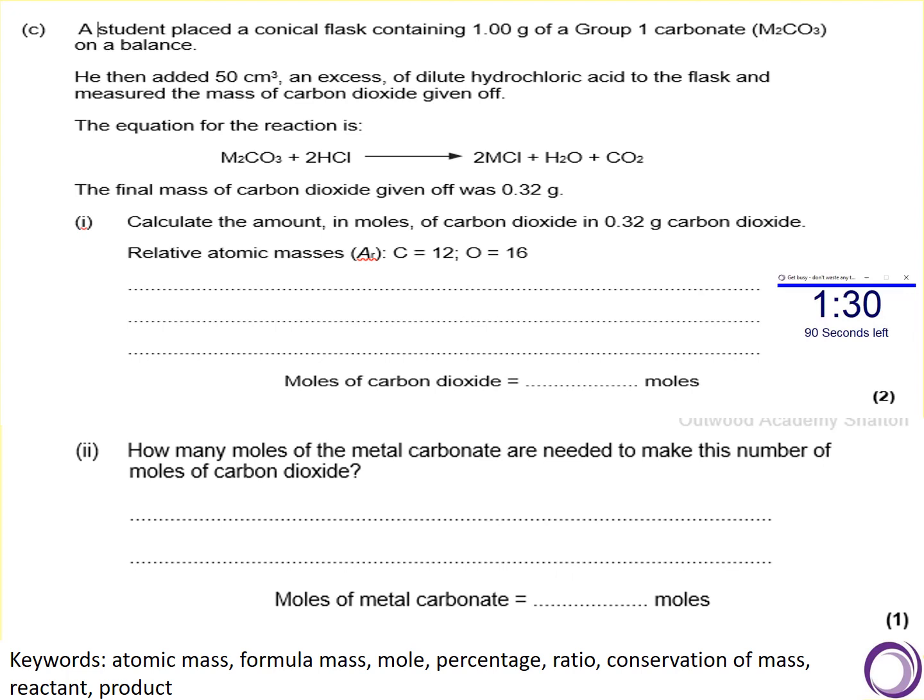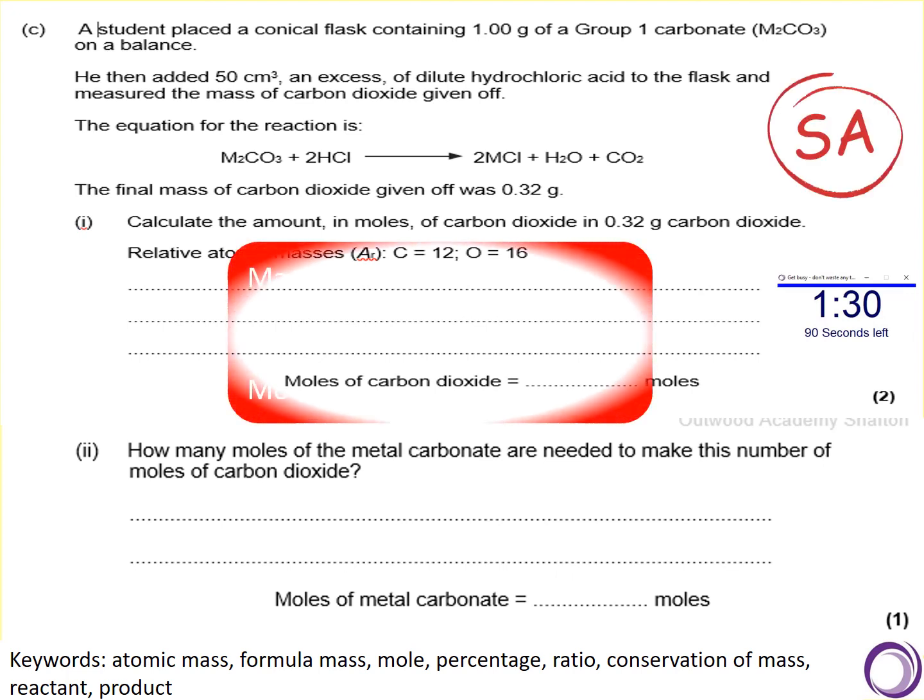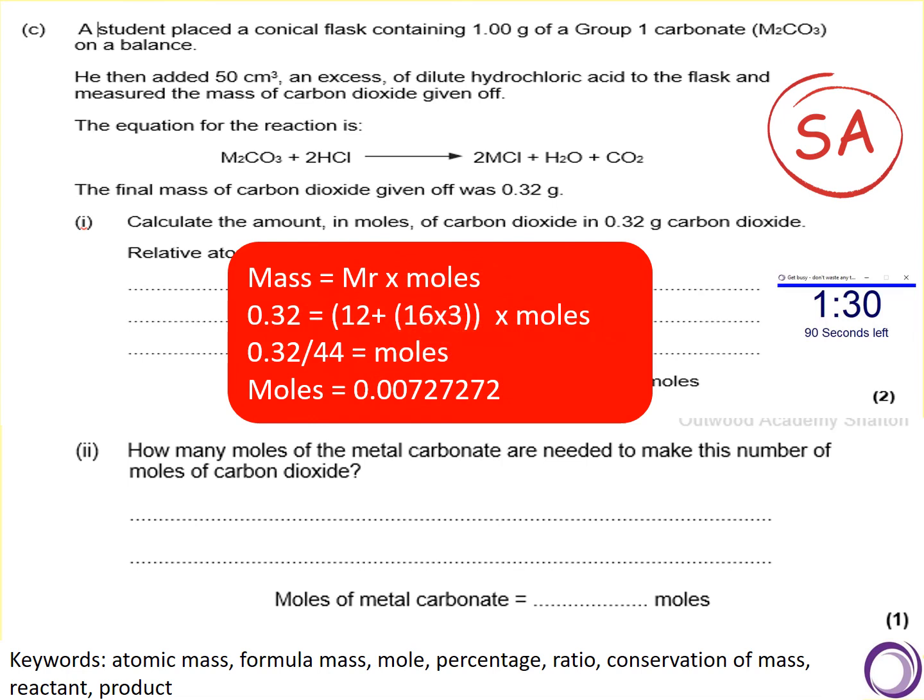Okay, so let's see what you've done. The first one is really straightforward. We should know that the mass equals the formula mass times the moles. So we had a mass of 0.32 from the question. The formula mass, we could work out that it was 12 plus 3 lots of 16. And then we divide by that to get the number of moles.